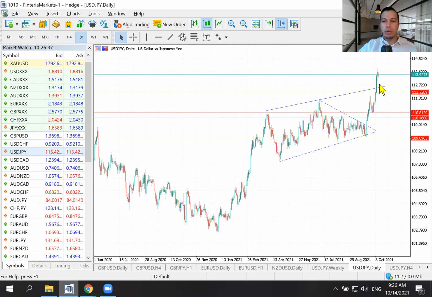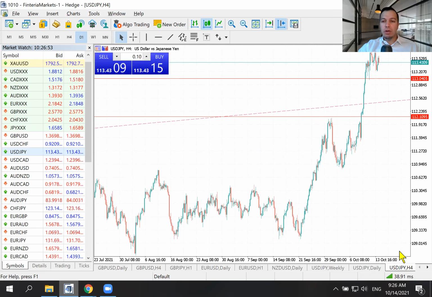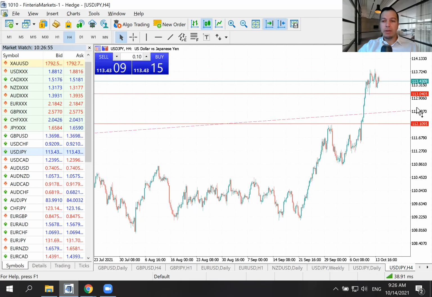Let's check the situation on the daily time frame. Here, just to remind you, we were in this upward channel. We broke the upper band and we moved much higher. So recently, I recommended you long positions on this currency pair. However, in my opinion, long positions are no longer favorable because the momentum on the US dollar is really weak.